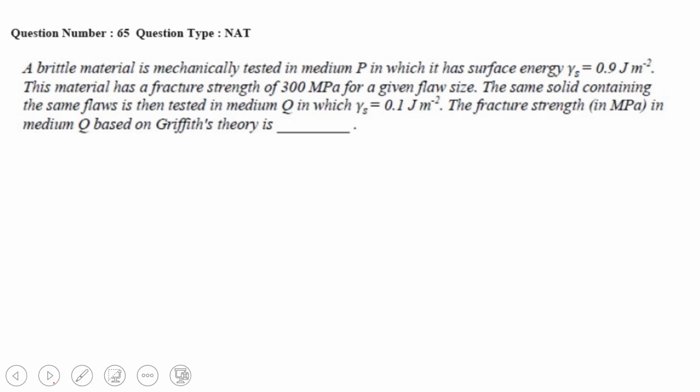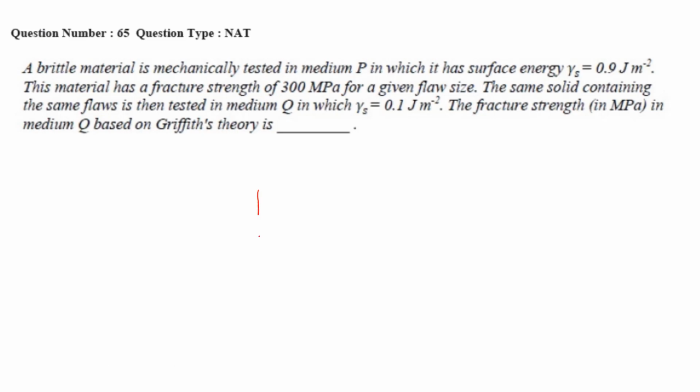Next one. A brittle material is mechanically tested in medium P, in which it has surface energy gamma S of 0.9 joule per meter square. This material has a fracture strength of 300 MPa for a given flaw size. The same solid containing the same flaws is then tested in medium Q, in which gamma S is equal to 0.1 joule per meter square. The fracture strength in MPa in medium Q based on Griffith's theory is. So here we need to use Griffith's theory.